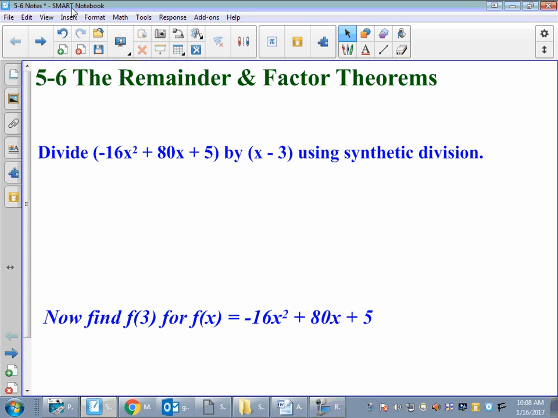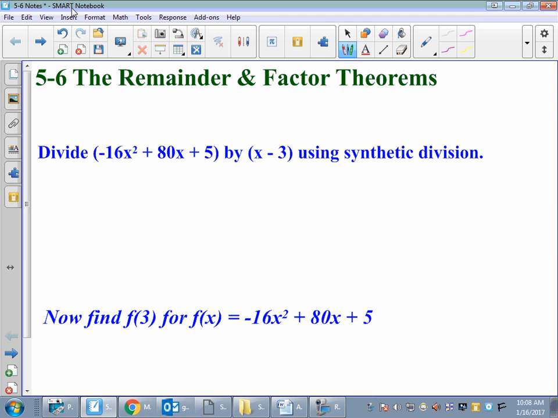These are your 5-6 notes on the remainder and factor theorems. There are 2 rules that we're going to use, and they both involve using synthetic division, but they just use it slightly differently than what we're used to. So if you understood the concepts of synthetic division, I think you'll be okay with today's lesson. We're going to start off by just reviewing synthetic division.